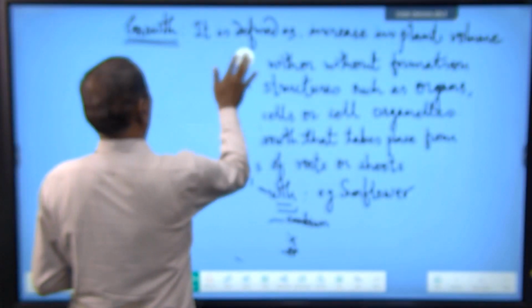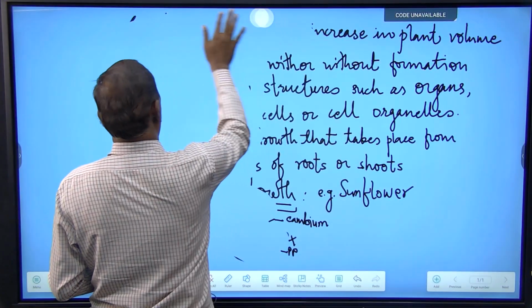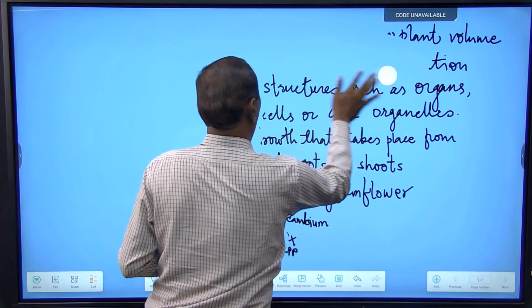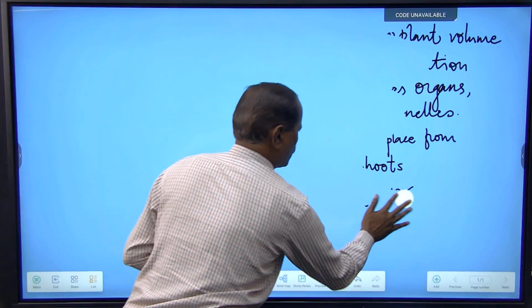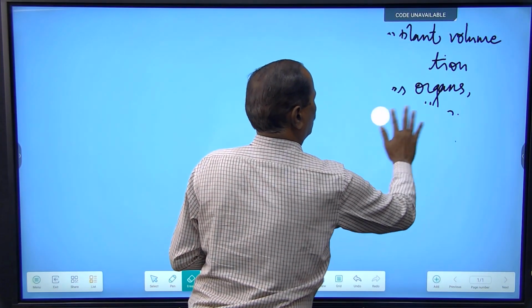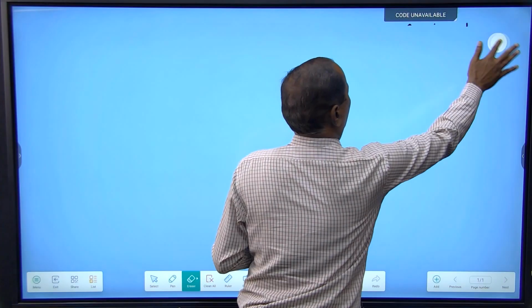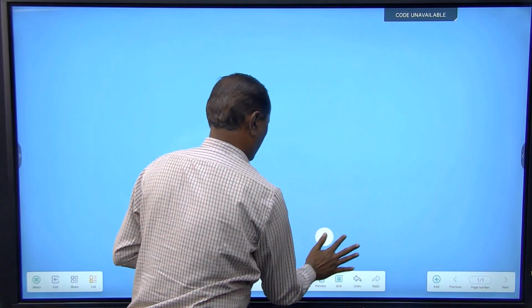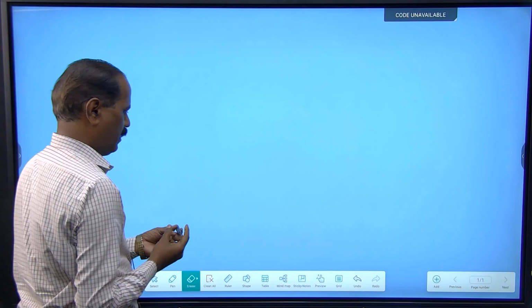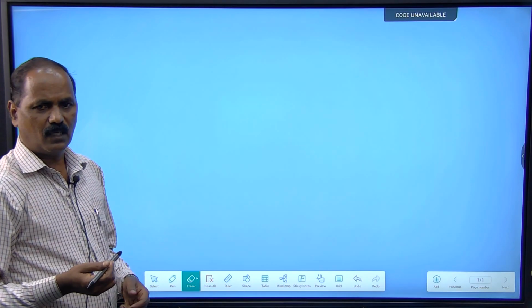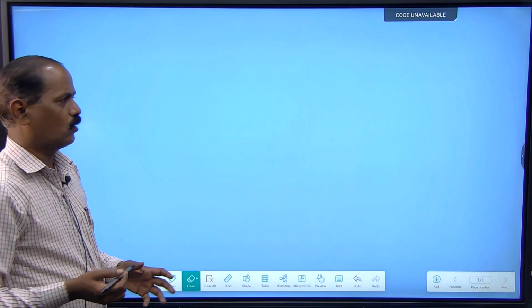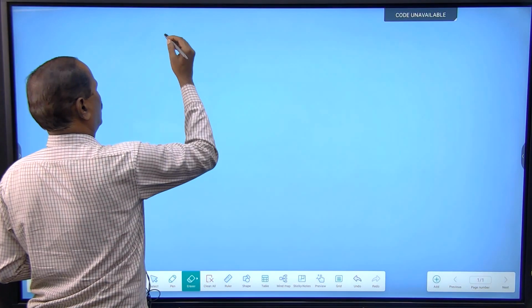Now, when we have information about normal secondary growth, how can we say that this is abnormal? The normal and abnormal functions and behaviors depend upon the cambium, and the position and the behavior of the cambium decide whether the cambium is functioning normally or not.